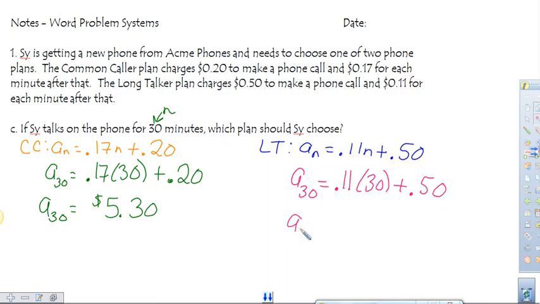Okay? And then when you multiply these two together and add 50 cents to it, you'll get $3.80.